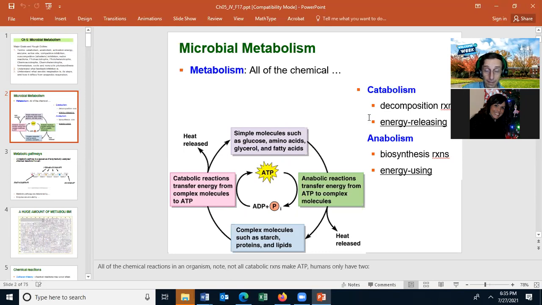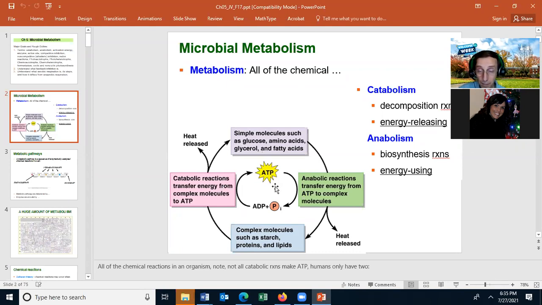Catabolism is the decomposition reactions where you take a large molecule like starch and you break it into a simple molecule like glucose. This releases energy. The energy that was stored in the starch will be released. And some of that energy can be used to make ATP.